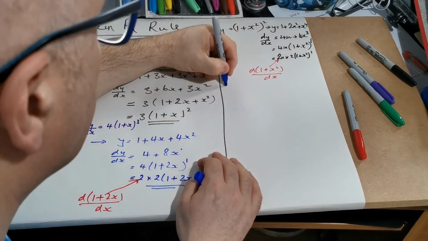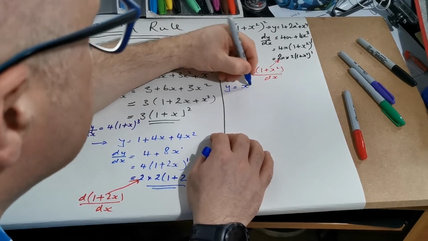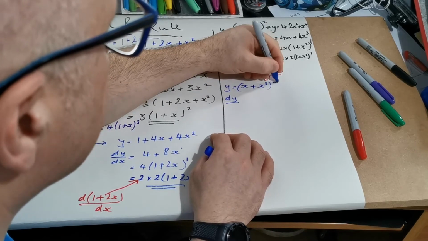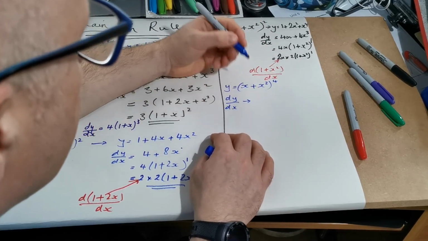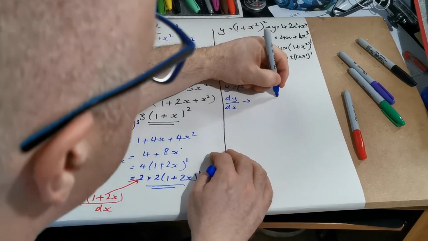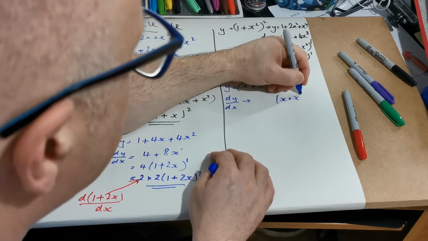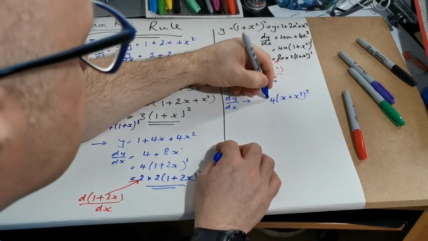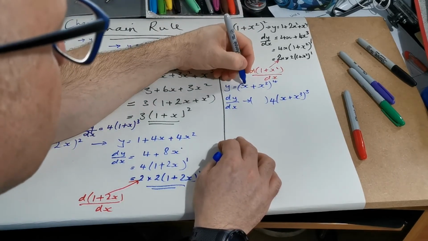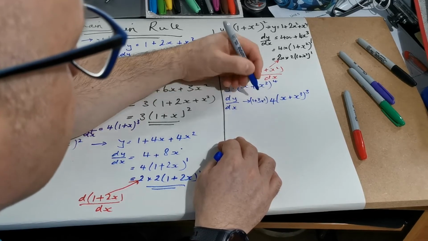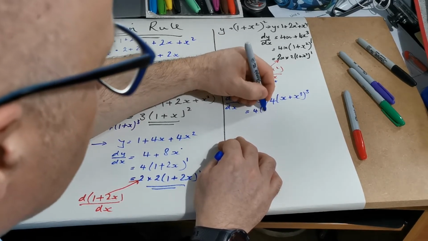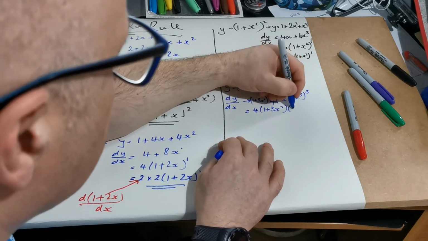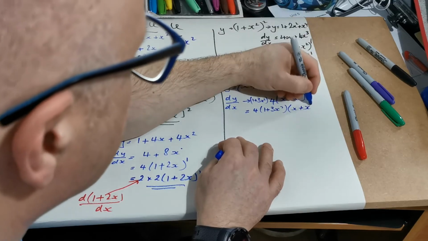So for example, if we have y equals (x plus x cubed) to the power of 4, first of all I differentiate the bracket as a whole. So I have (x plus x cubed) to the power of 3, but times by 4. But then I would have to multiply by the differential of the inside of the bracket, which is 1 plus 3x squared. So that would be 4 times (1 plus 3x squared) times (x plus x cubed) cubed.